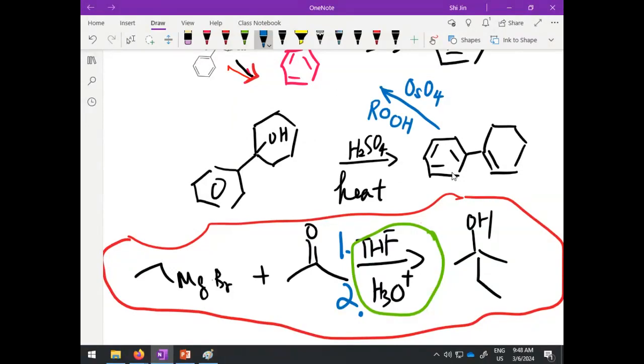Peroxide, okay, this is the real oxidation agent, and let's say you can have tertiary butanol, then you need a base to complete the reaction.